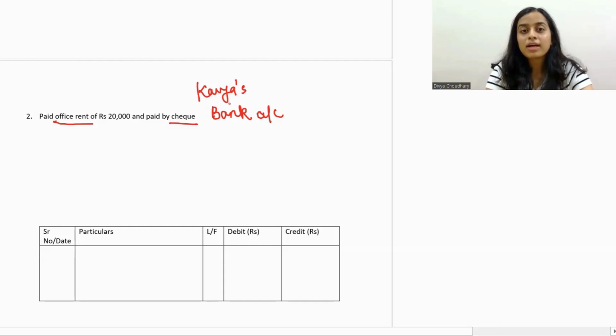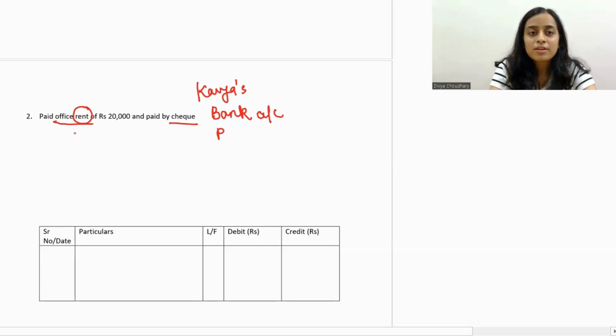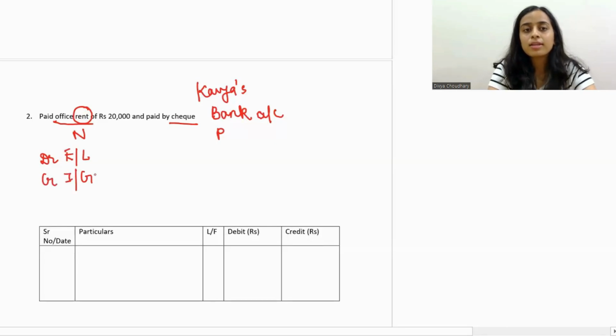A name is attached, therefore it's a personal account. And office rent: can you see, feel, touch rent? No, therefore not real. Is it personal? No. There's no name attached to it. The only option left is nominal. Also, nominal is all services. Rent is a service. Therefore, nominal account. Debit all expenses and losses, credit all income and gains.